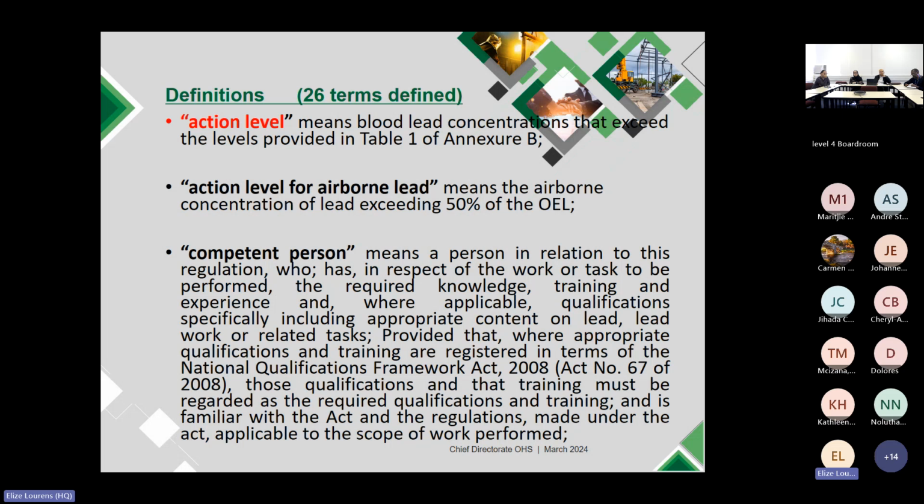The first one is action level, which means blood lead concentrations that exceed the levels provided for in Table 1 of Annexure B. We will deal with the annexures at the end of the presentation, but it just gives you an indication as to what are the blood lead levels or action levels that must be considered when taking these blood samples from employees.